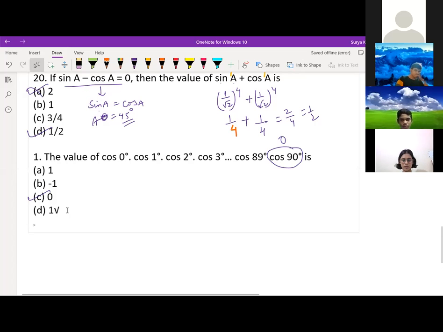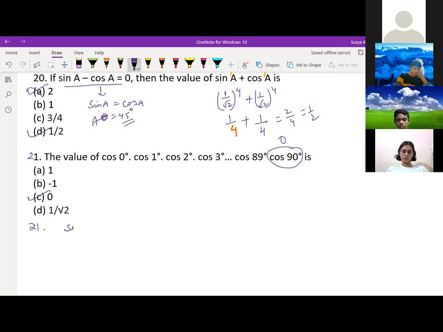1 by root 2. These questions are repeated so many times, right? Now the next question is, let me search for some hard question. It's not coming, only hard ones. Sir, there is a question. You have the question with you right now? Sir, I remember the question, but I don't know. Okay, tell the question.